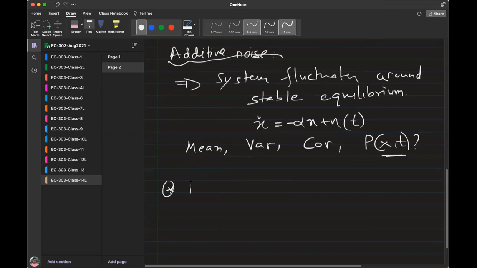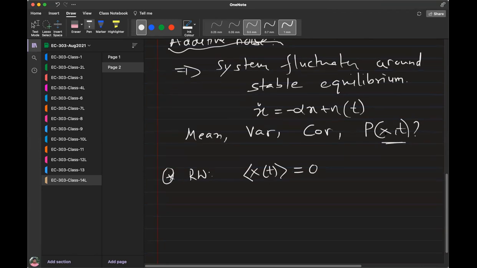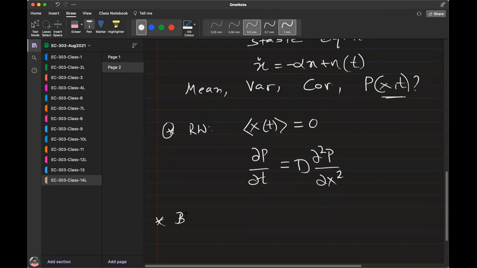So remember when we had the random walk? What's the mean behavior of the random walk? It was 0, right? And then what was the equation for the probability density function? It was this, equal to p by x square. Now do you remember the biased random walk? What was the mean behavior? Some p minus q times t. Is that right?